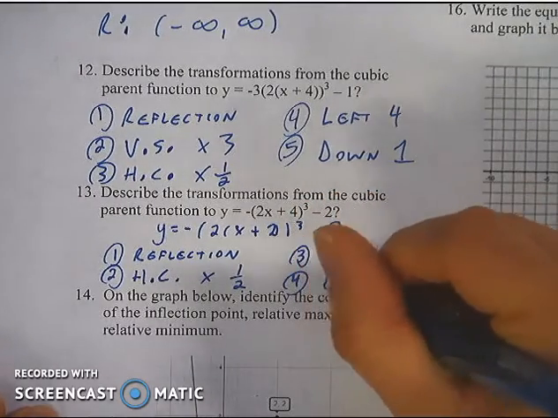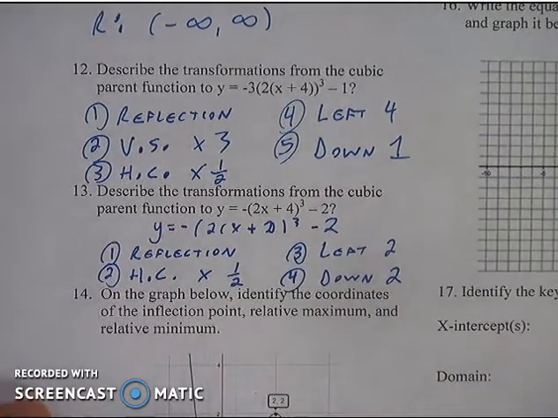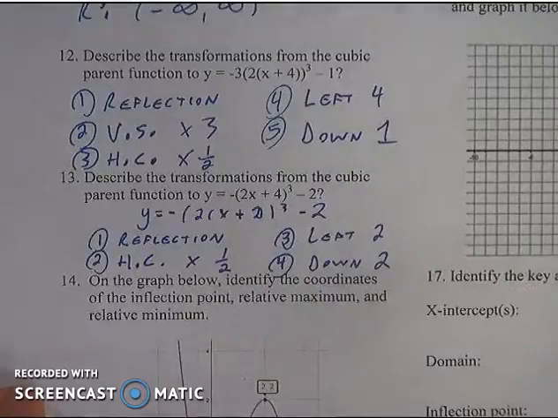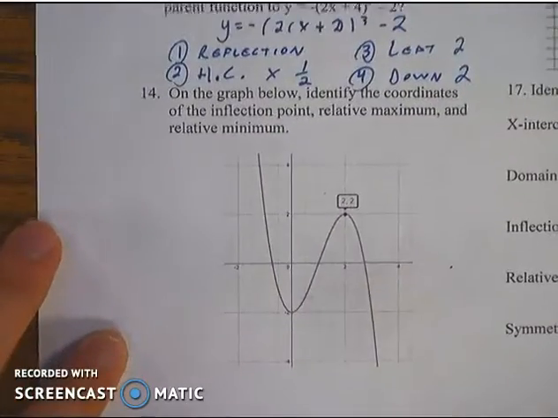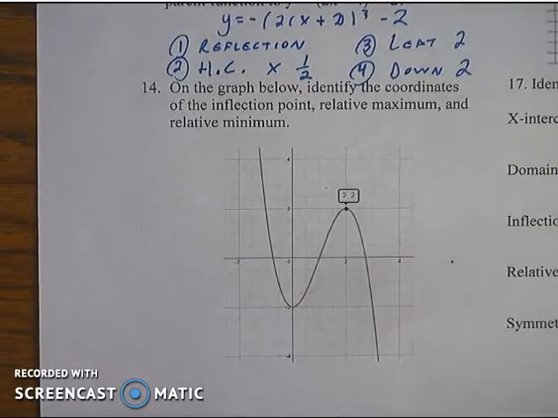And then it's going to go down 2 as well. A lot of 2's in that problem. Alright, let's talk about number 14 next. On the graph below, they identify the coordinates of the inflection point, the relative max, and the relative minimum.